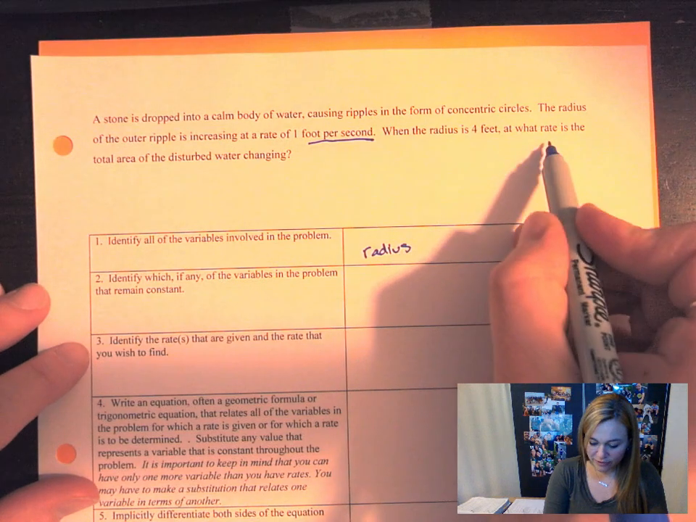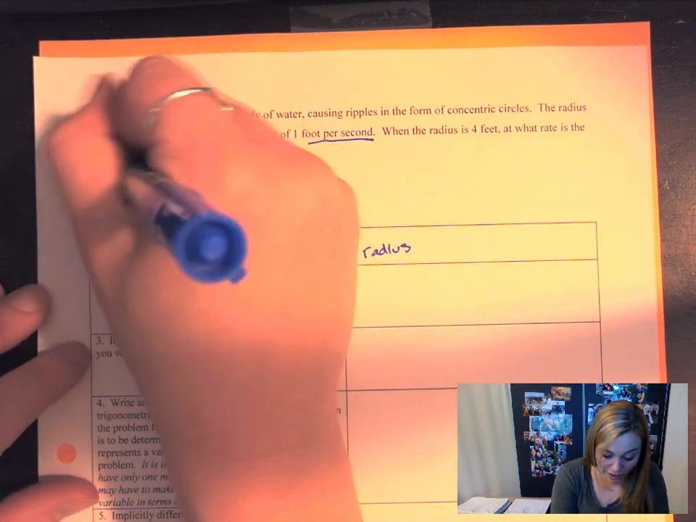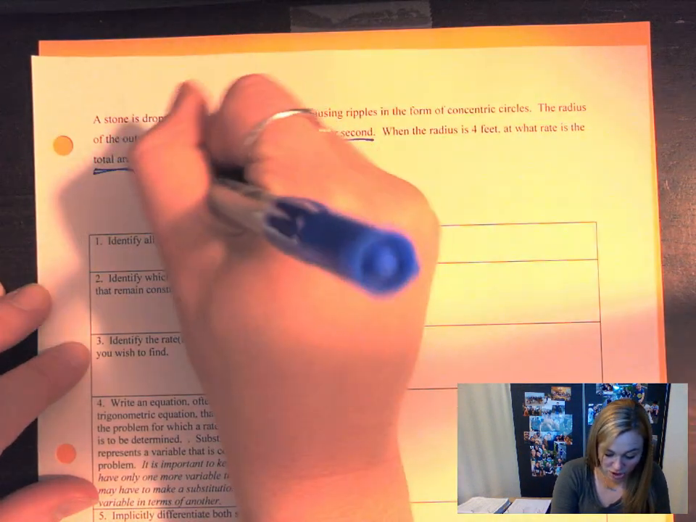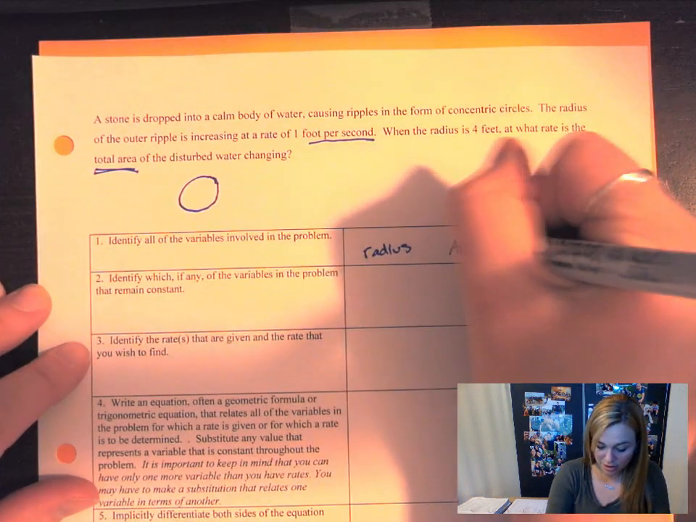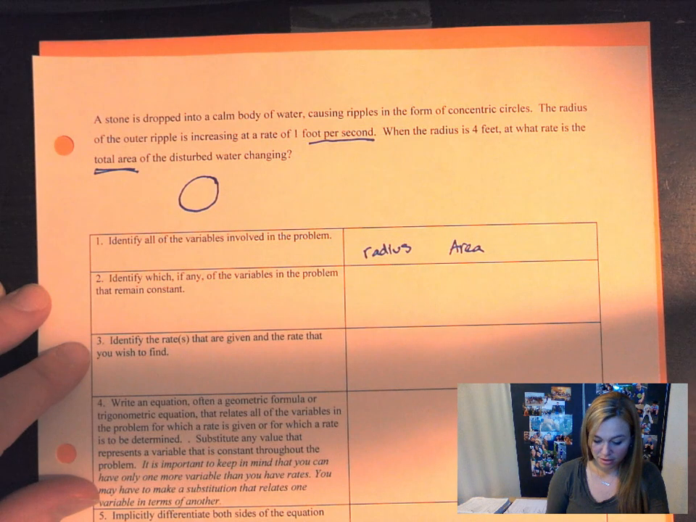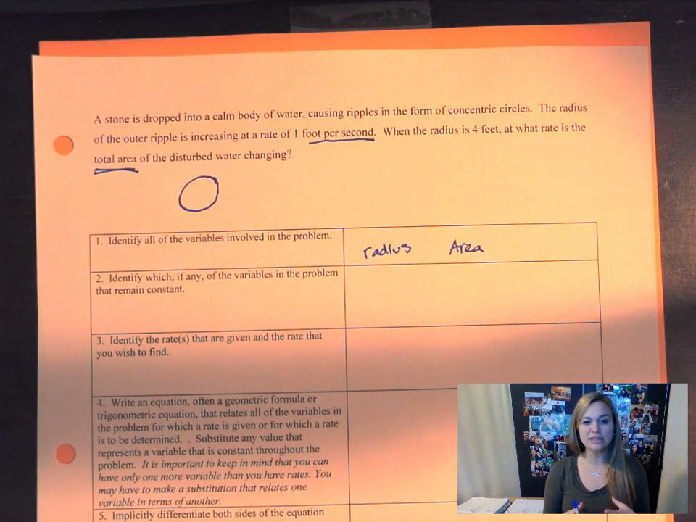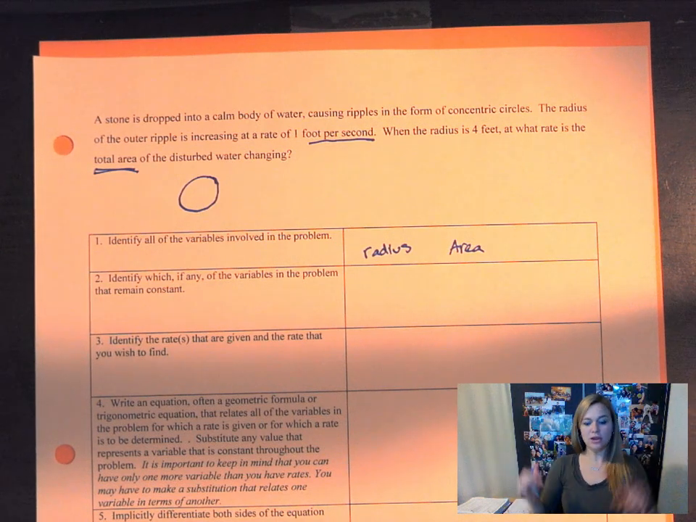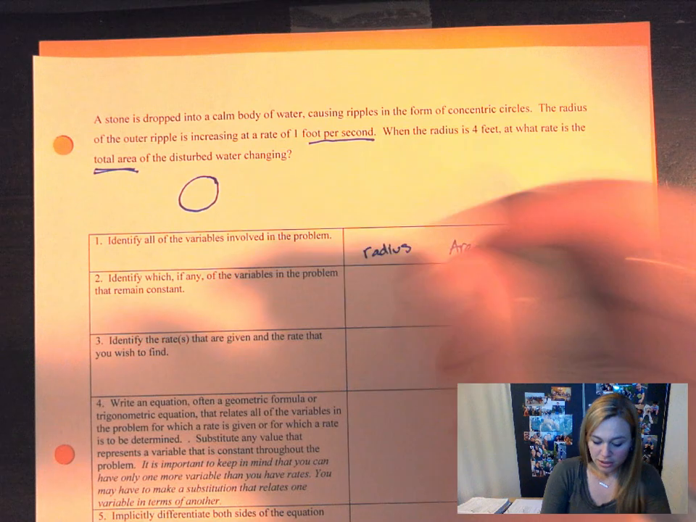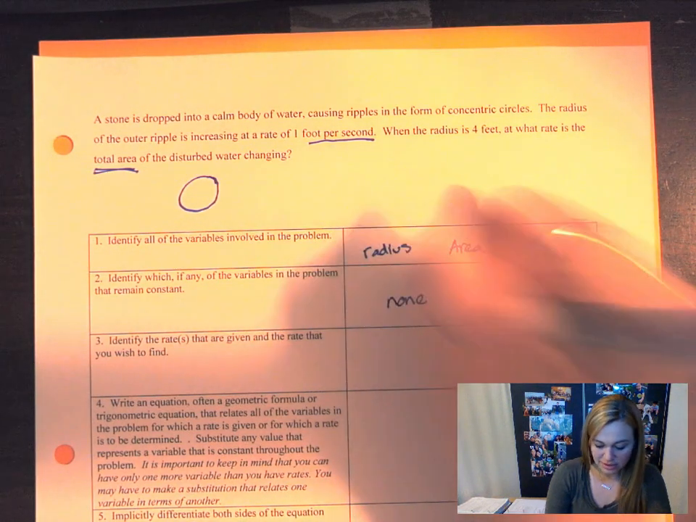When the radius is 4 feet, what is the rate of the total area? And we're just talking about a circle. So total area. Think about anything constant in this problem. You've got a radius and an area, and they're both getting bigger and bigger and bigger. So in this one, there is nothing remaining constant.